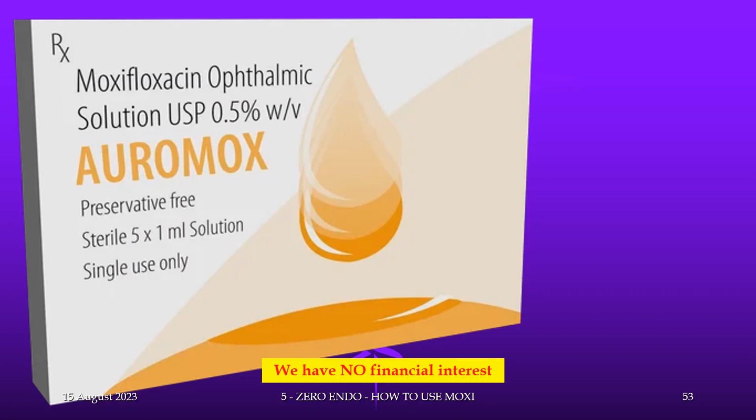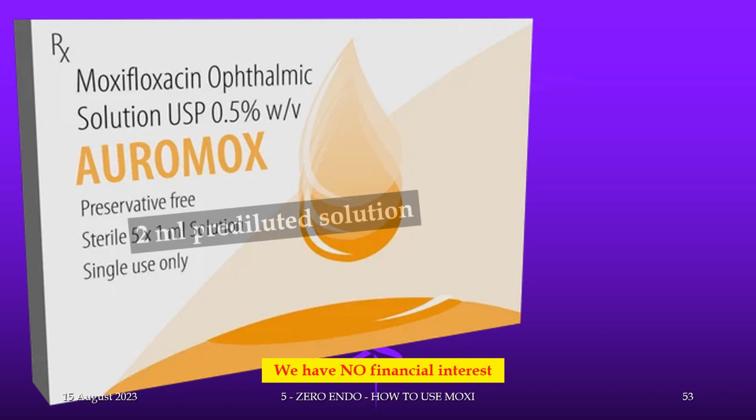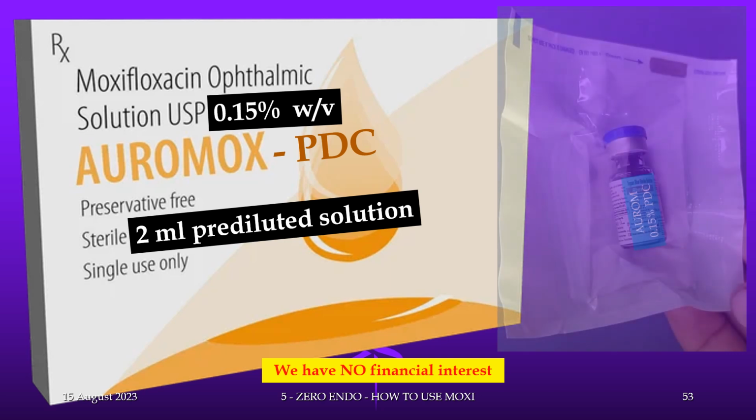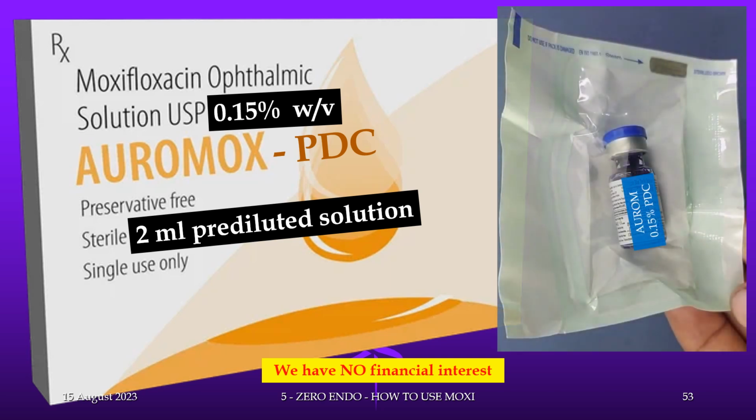Today, on behalf of the entire ophthalmic fraternity, we hereby request Orolab to come out with a 2 ml vial containing 0.15%, that is 1500 micrograms per ml, Oromox PDC. The PDC stands for pre-diluted concentration, ready to be injected in the anterior chamber solution, so that we don't need to do any dilution further. And yes, they should make this in a sterile take-it-on-the-trolley type pouch.